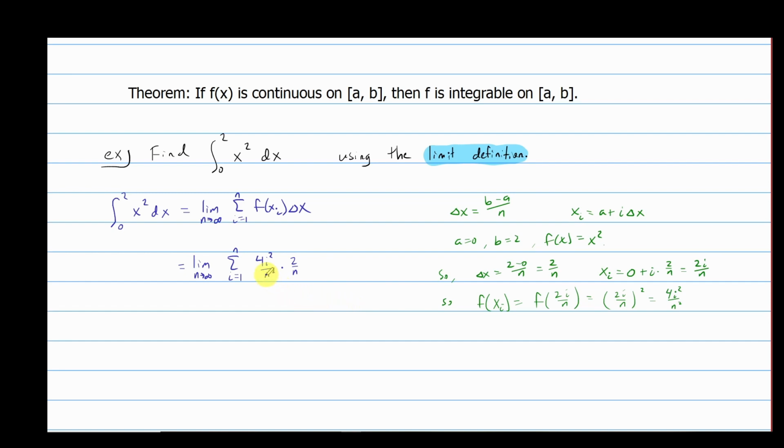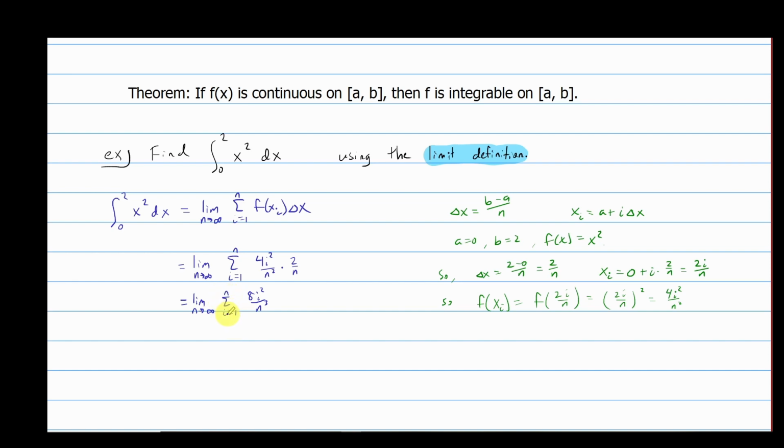Okay, so 4I squared over n squared times 2 over n will give me 8I squared over n cubed. And now it's really important here that I keep track of what my variables are. I have an I and I have an n. I have a sum, I have a limit. Different things are happening at different times.